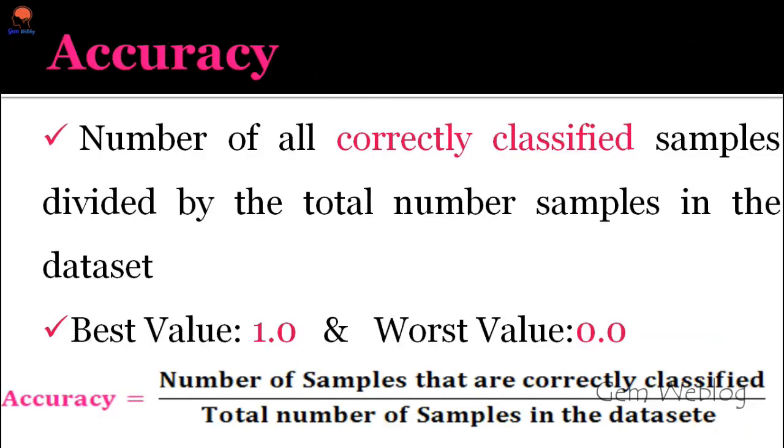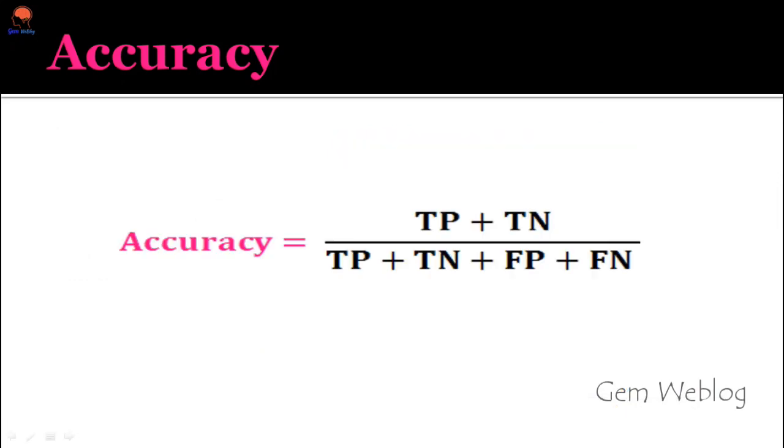Now we look into the accuracy. It is the number of correctly classified samples divided by the total number of samples in the data set. The best value of the accuracy is 1 and the worst value is 0. The formula to calculate the accuracy is the number of correctly classified samples divided by the total number of samples in the data set. Equivalently, the formula is true positive plus true negative divided by true positive plus true negative plus false positive plus false negative.